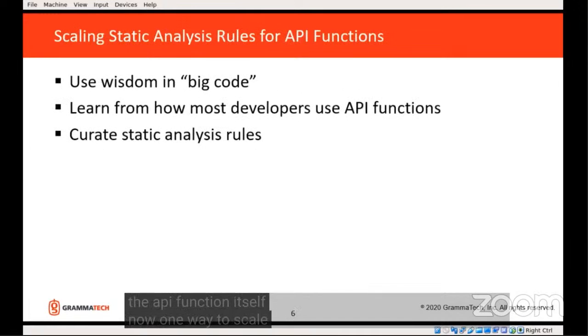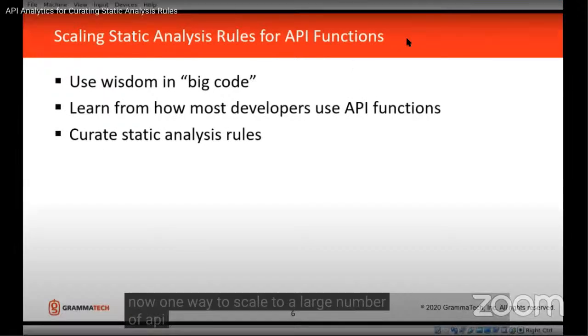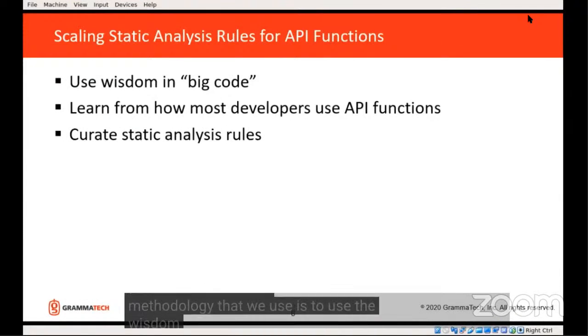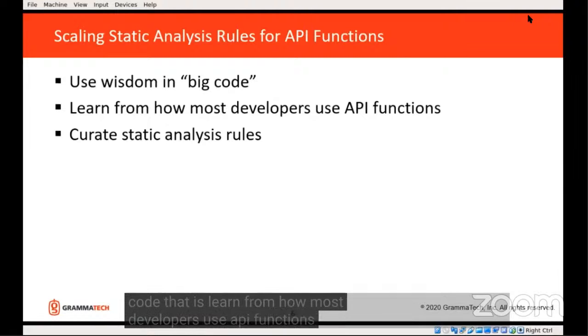Now, one way to scale to a large number of API functions, which is the methodology that we use, is to use the wisdom in big code. That is, learn from how most developers use API functions. Automatic specification mining has been of interest in this community for a while, but such techniques typically suffer from a very high false positive rate, because even if a single mined specification is incorrect or uninteresting, it can cause a large number of reported violations, which are all viewed as basically false positives.